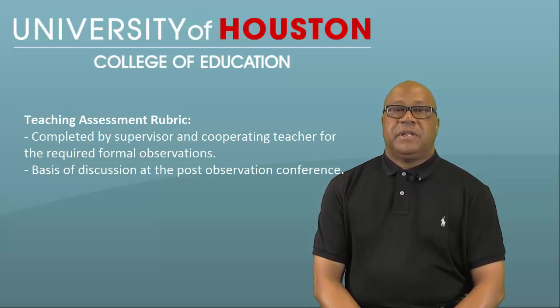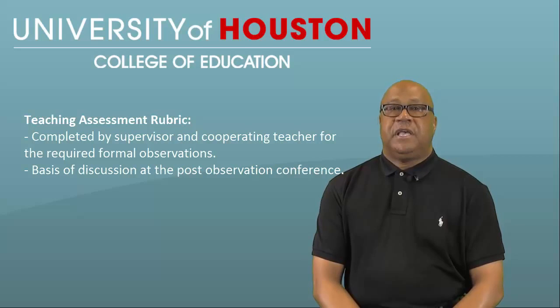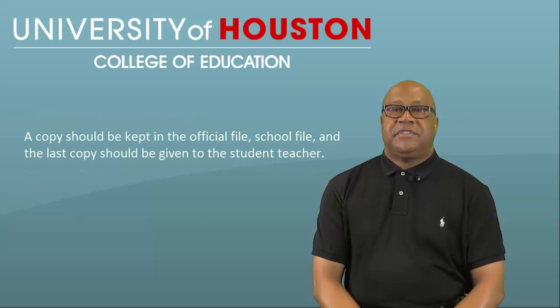This form is completed by the university supervisor and the cooperating teacher for the 5 required formal observations. This form will be the basis of discussion at the post-conference. One copy should be placed in the official file, one copy is for the school file, and the last copy is for the student teacher.